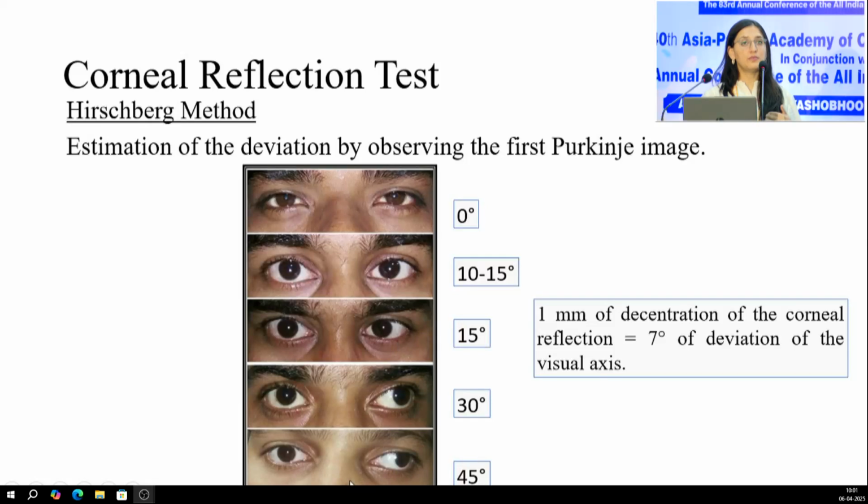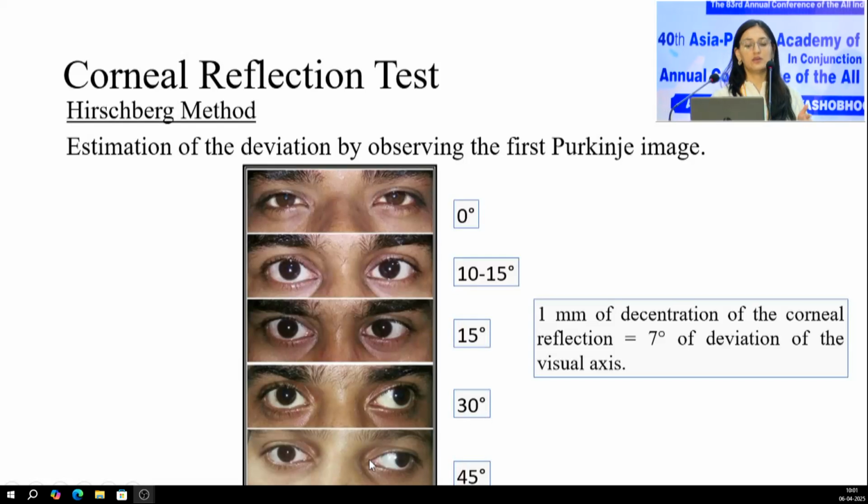Another method to measure is a Hirschberg test, which is based on the estimation of deviation by observing the first Purkinje image. So the first thing is 0 degree when the corneal reflexes are absolutely aligned. And if they are falling on the pupillary border, that is 15 degree. Between pupillary border and limbus is 30. And at the limbus is 45 degree.